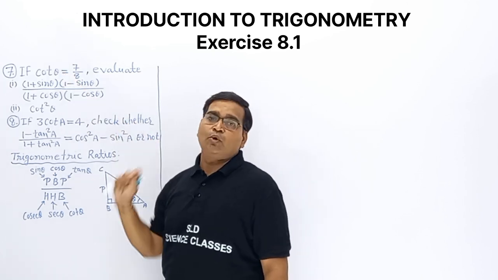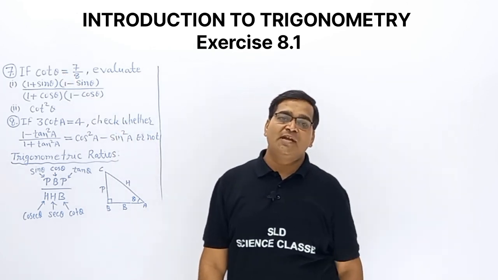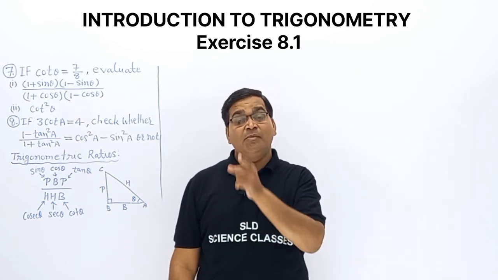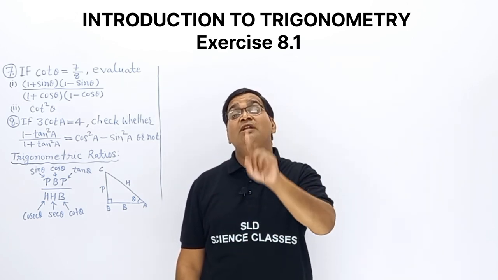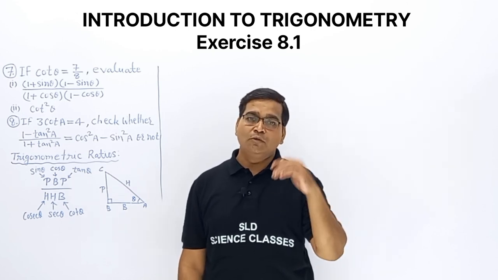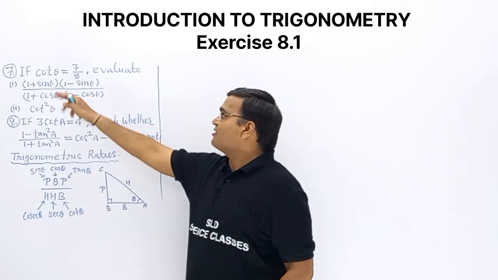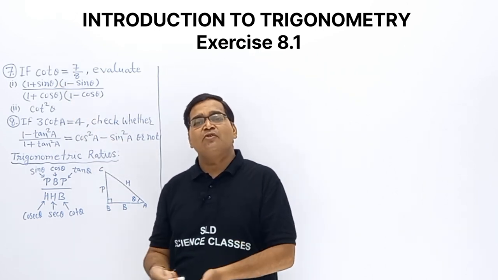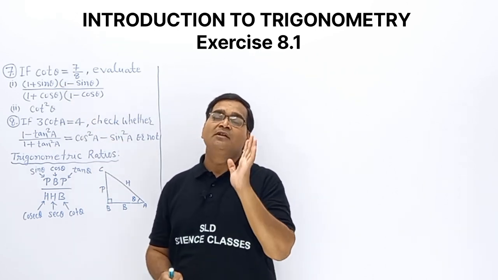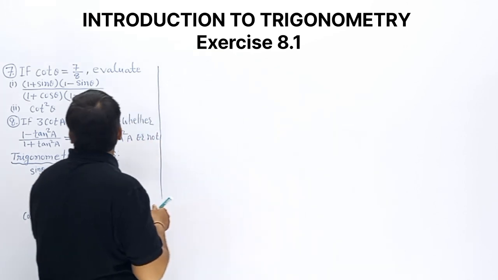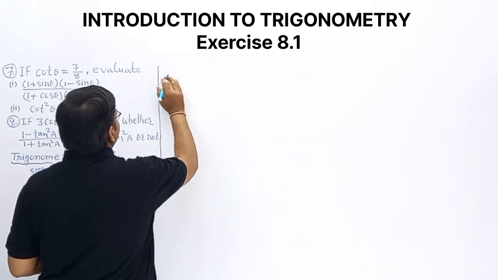From this ratio we have two sides of the right triangle, and a right triangle has three sides, so the remaining side we will find by using the Pythagoras theorem. In this way we obtain all the sides, then we can find sin theta and cos theta. Clear? Any trigonometric ratio we can find from one trigonometric ratio.